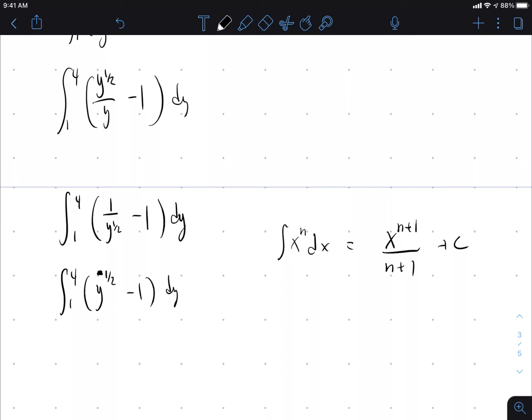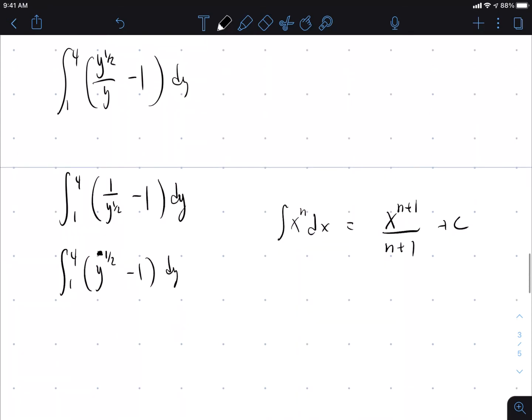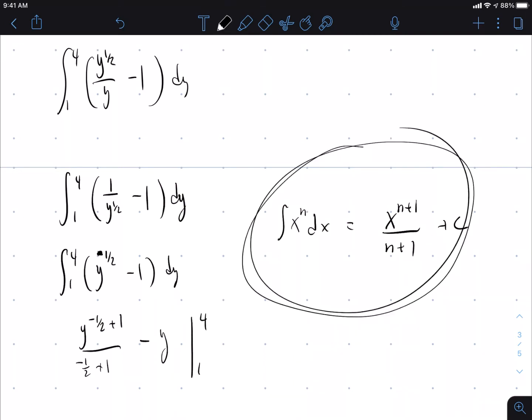Once we get to where we have just the variable to the power, we can do the power rule. And so this would have been y to the negative 1 half plus 1 over a negative 1 half plus 1, minus y, correct? And then evaluated from 1 to 4. But this is something that we have to know.